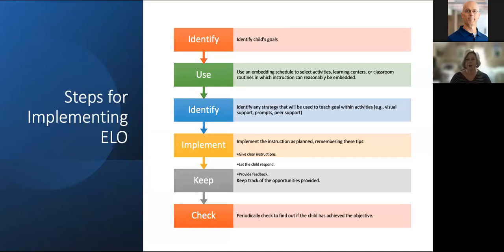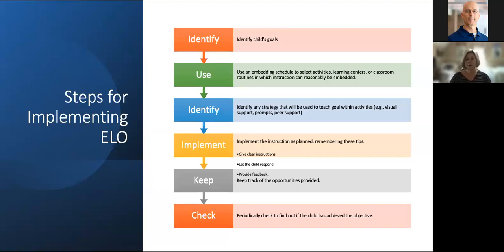Then I want to identify any kind of strategy that's going to help me teach that goal. So for example, if I'm teaching a child to write their name, then perhaps one of the strategies that I want to use is some kind of visual support to show the child how to write their name. If I'm trying to get a child to share materials with somebody else, then I could use visual support, or I might want to use some kind of peer support to help the child do that, or I might want to model for the child how to do that.